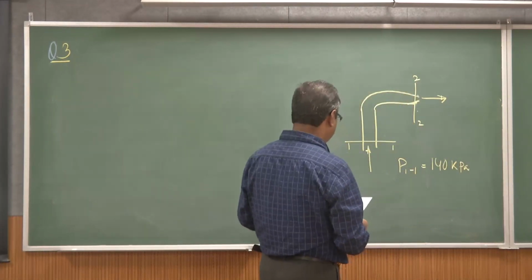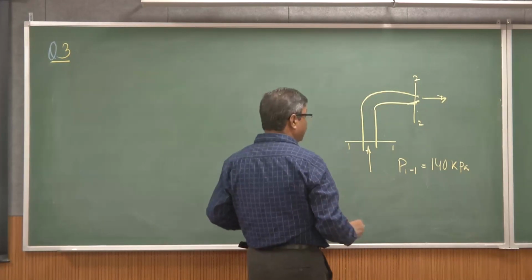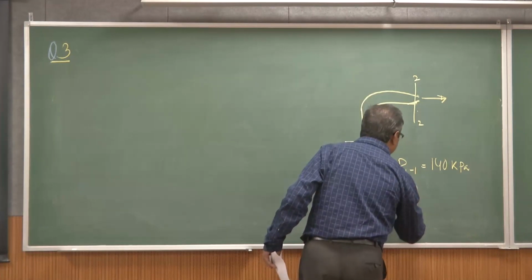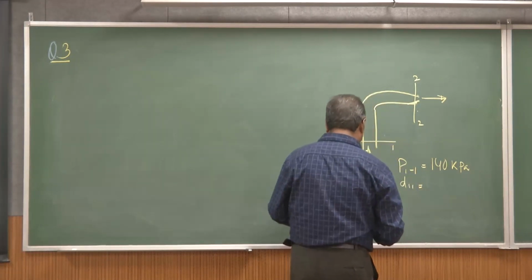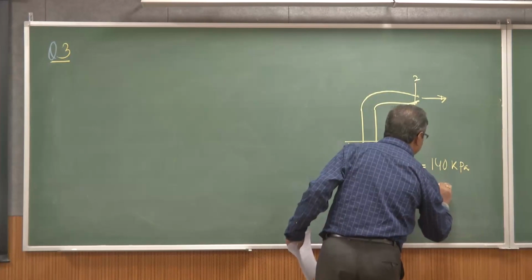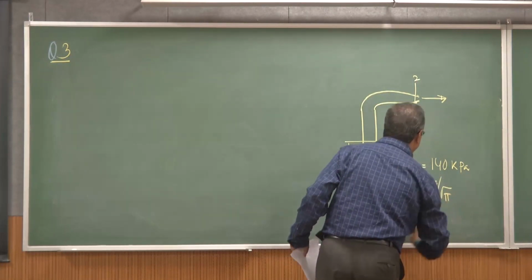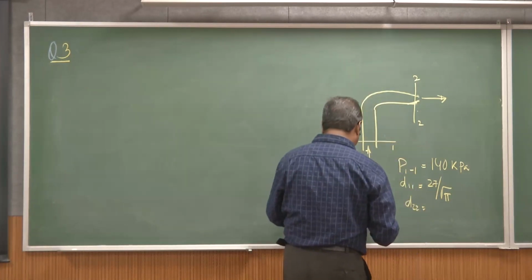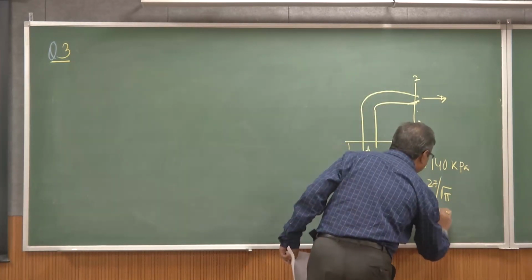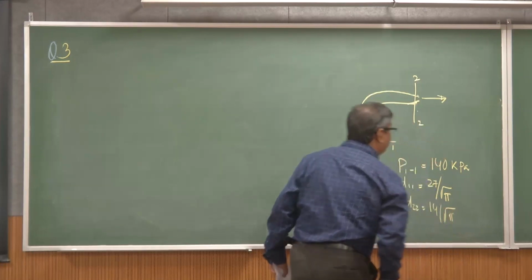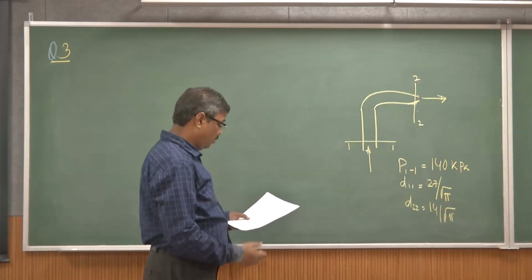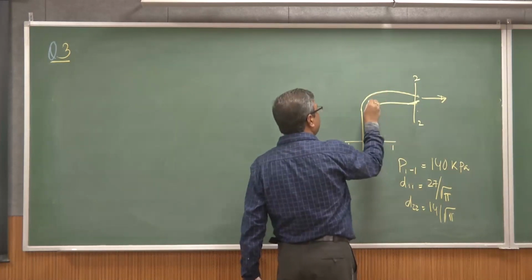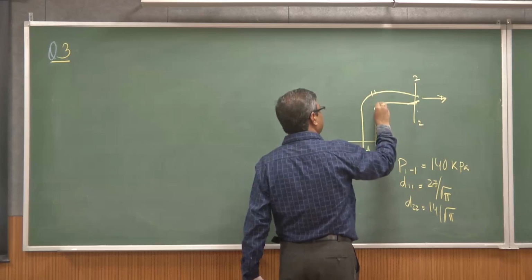Pressure at 1 is given as this, and the inlet diameter D1 is given as 27 by square root of pi. At section 2, D2 is given as 14 by square root of pi. So the question is, how much force would be required to hold this pipe?